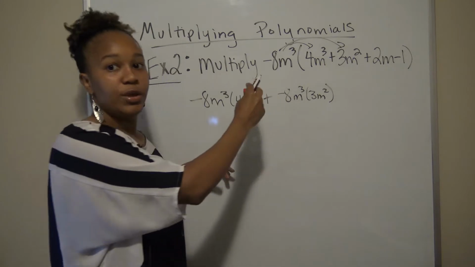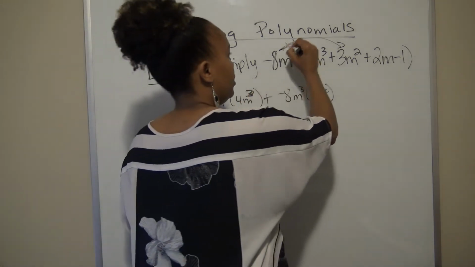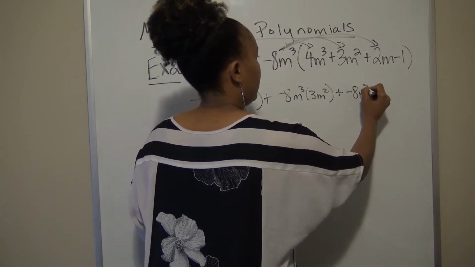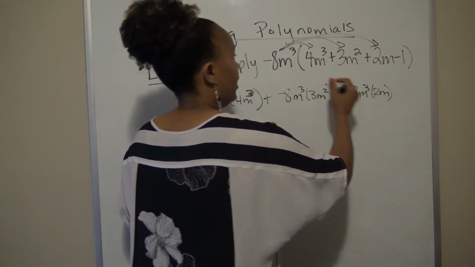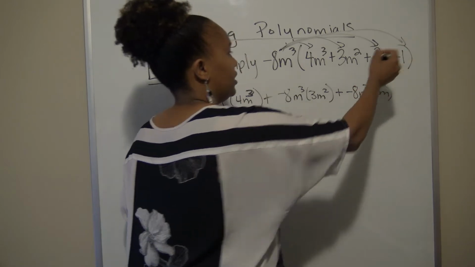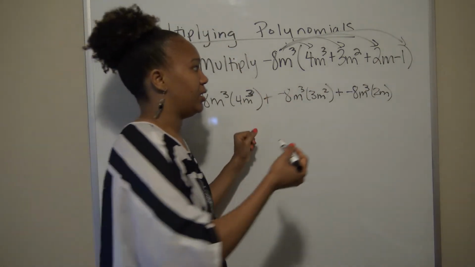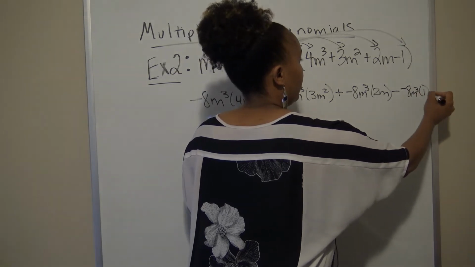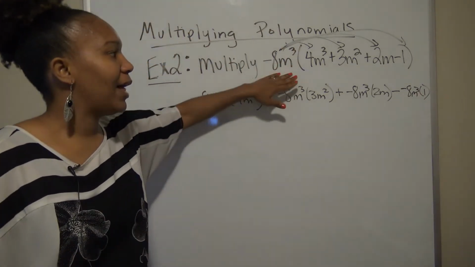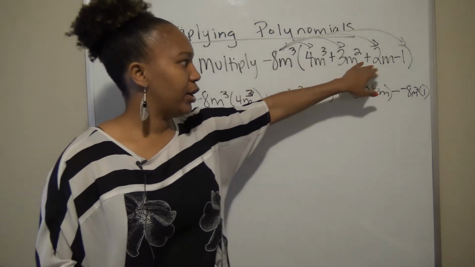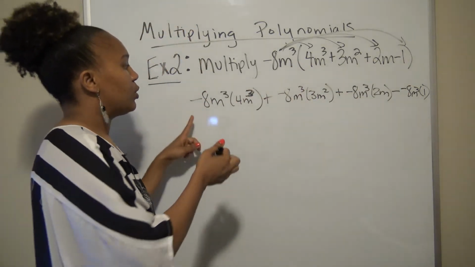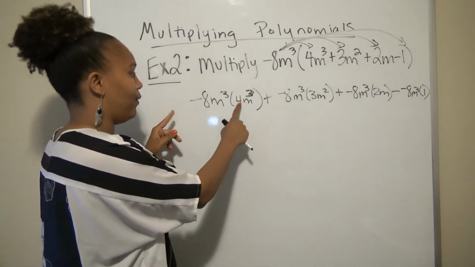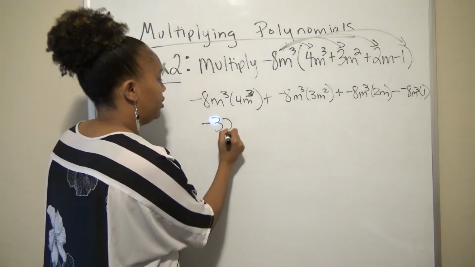Then I'm going to distribute this negative 8m to the third to the 2m. So plus negative 8m to the third times 2m. And then lastly, I'm going to distribute this negative 8m to the third to the minus 1. So the minus here, negative 8m to the third, and then the 1. So we end up multiplying this monomial times every term inside the parentheses. So when you multiply the numbers together, here I'll multiply the negative 8 and the 4, which is a negative 32.